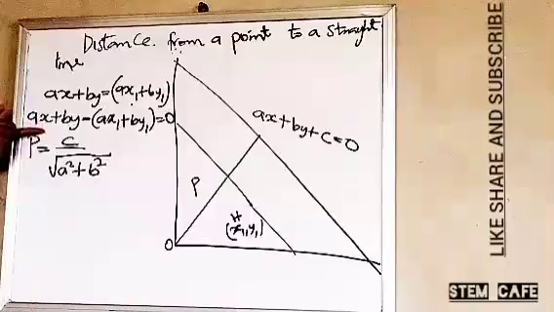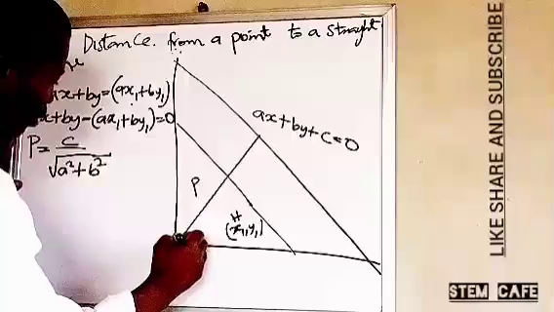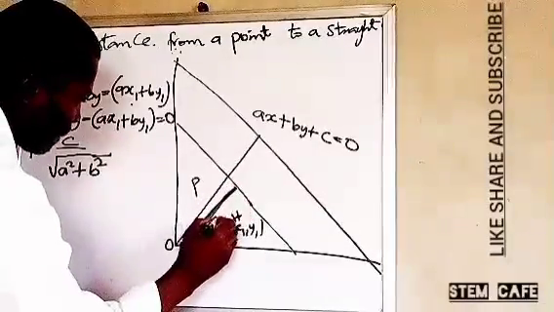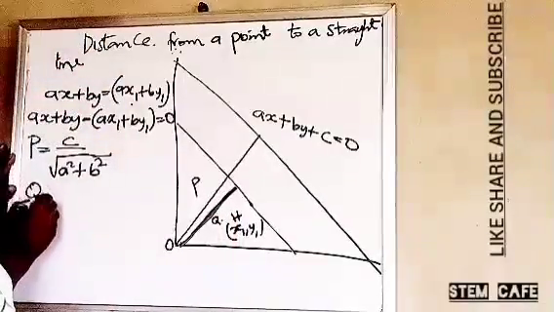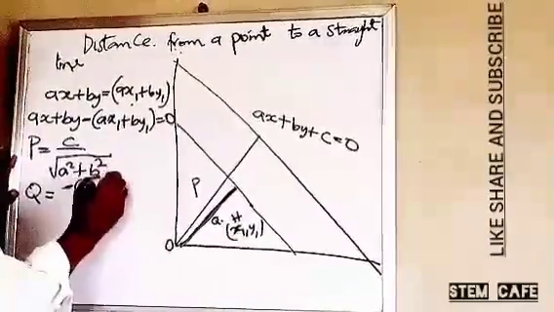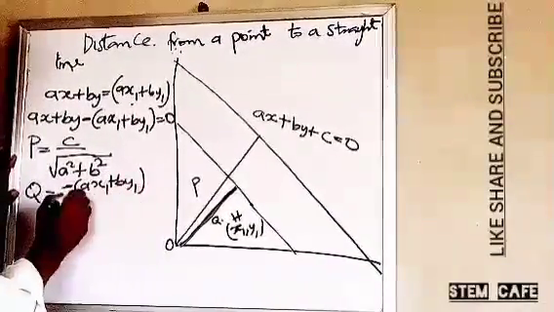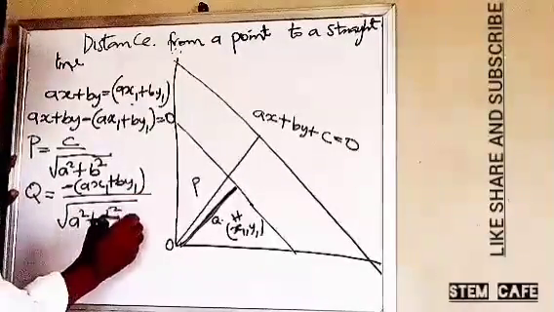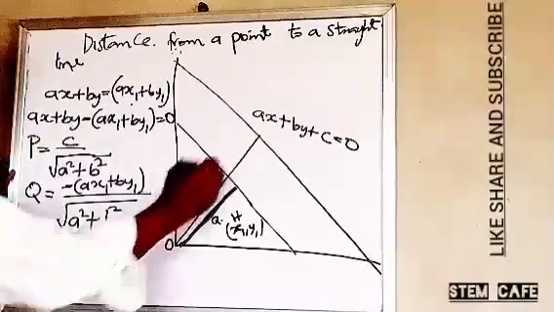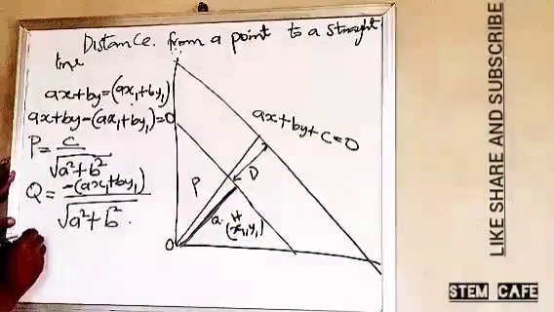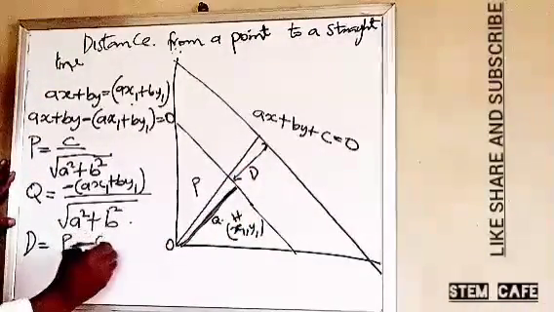You can see that the coefficients of x and y are still the same as in this one since they are parallel. Let's now call the distance from here to here q. So q will be equal to minus (ax1 plus by1) all over square root of a squared plus b squared. D, the distance between these two, from here to here, will be equal to p minus q.